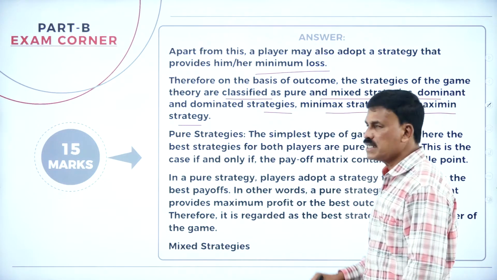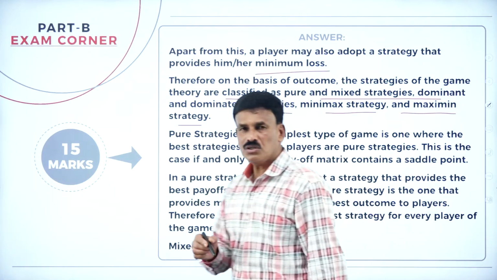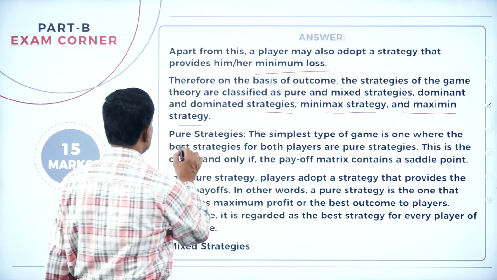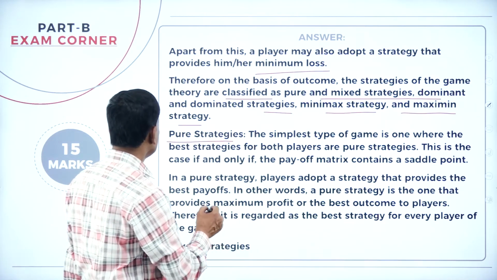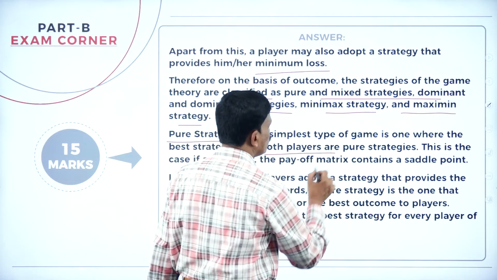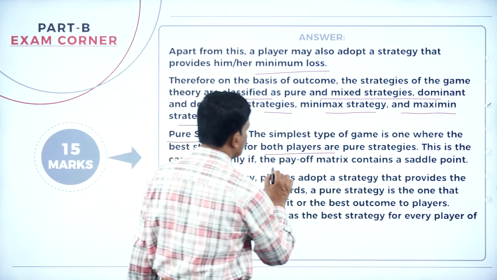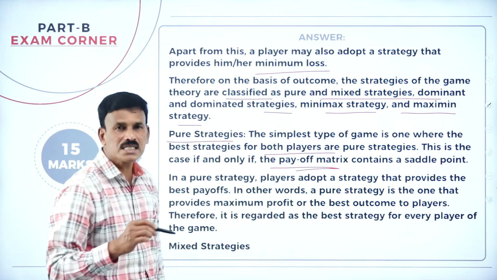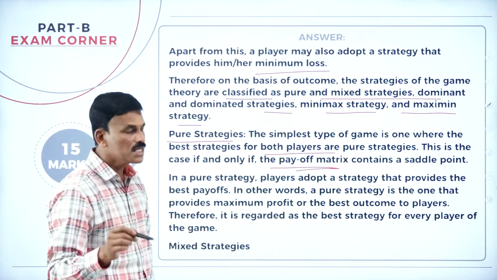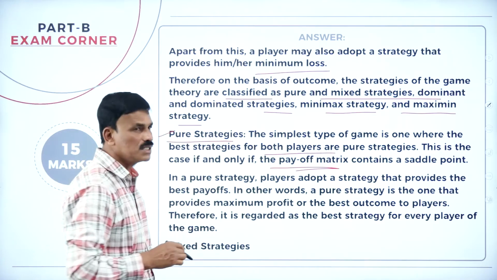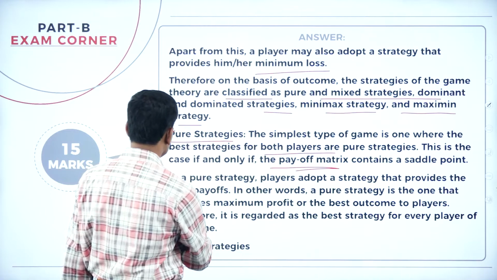Okay. Now, let us come to the pure strategy. What is pure strategy? This is the simplest type of game, one where the best strategies for both the players are pure strategies. This is the case if and only if the payoff matrix contains the saddle point. If the payoff matrix contains the saddle point, then it is called the pure strategy.